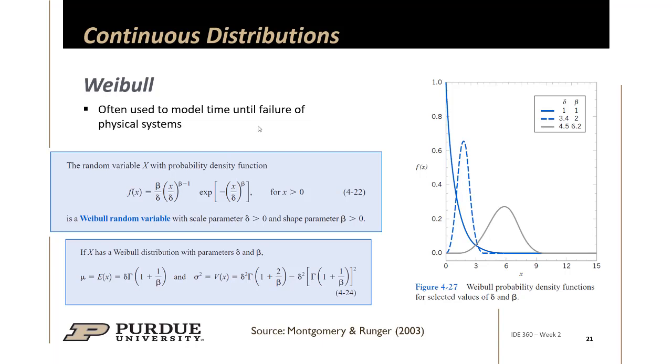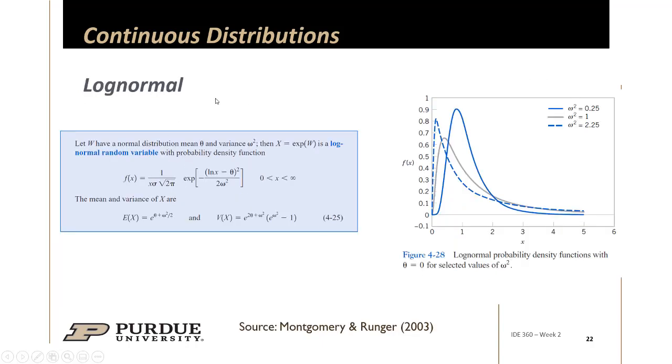From there are certain others that are useful for engineering work. For example, the Weibull distribution is useful to model time until failure of certain physical systems. So here we have the probability distribution, and we have the way to calculate mu based on those parameters, as well as the standard deviation or variance. Same thing with the log normal. It has a particular set of parameters, and we have a way to calculate its expected value and the variance.